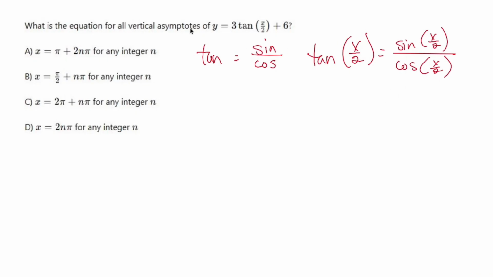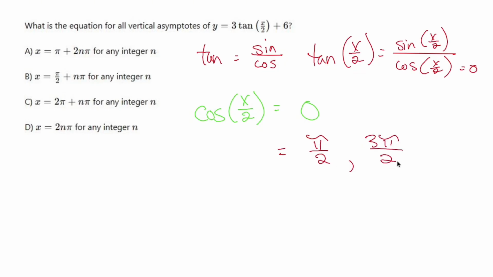So things are vertical asymptotes when the denominator of a function is undefined. So what I care about is when is cosine of x over 2 equal to 0? Well, we know that cosine of any angle is equal to 0 at 2 different spots. And those 2 different spots are going to be at pi over 2 and 3 pi over 2. That's if cosine theta is equal to 0. Well, instead of theta, I have x over 2.